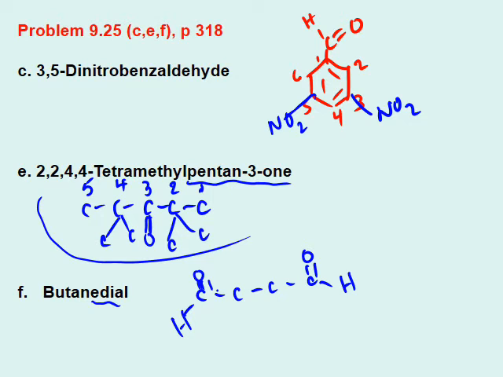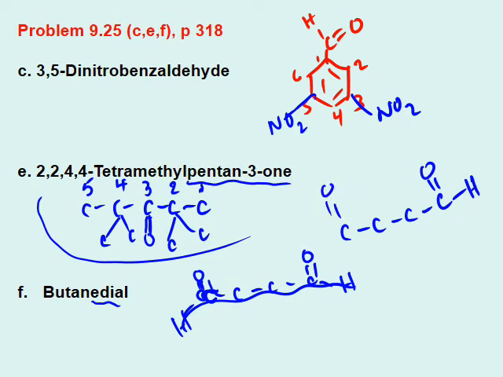Okay, I think I got a little messy here, so I'm trying to fix it. C double bond O, H. I hope you understand that. And this is, let's rewrite this. 1, 2, 3, 4. C double bond O, H. C double bond O, H. So that's the structure of butane diol.